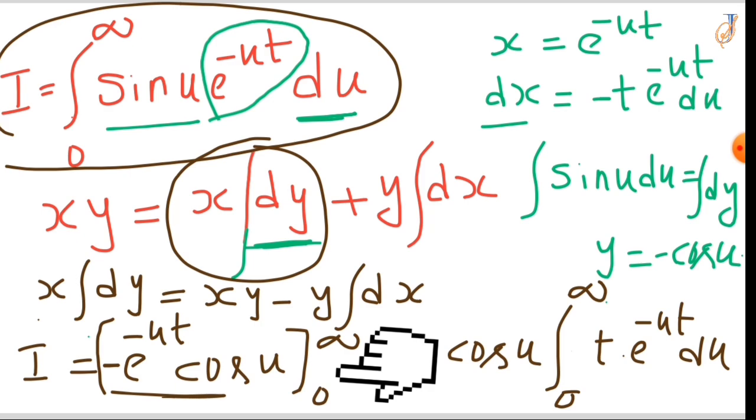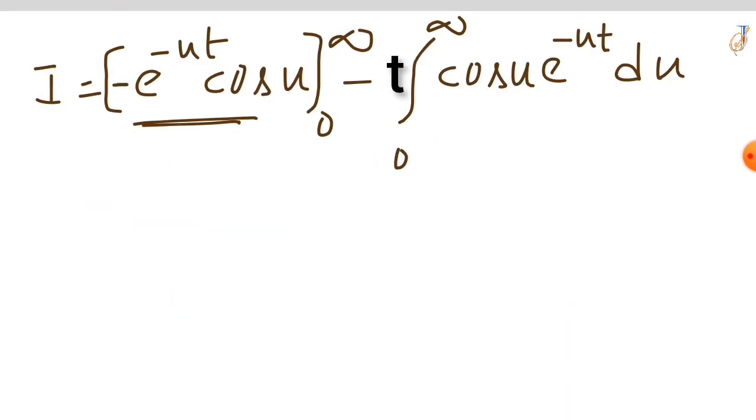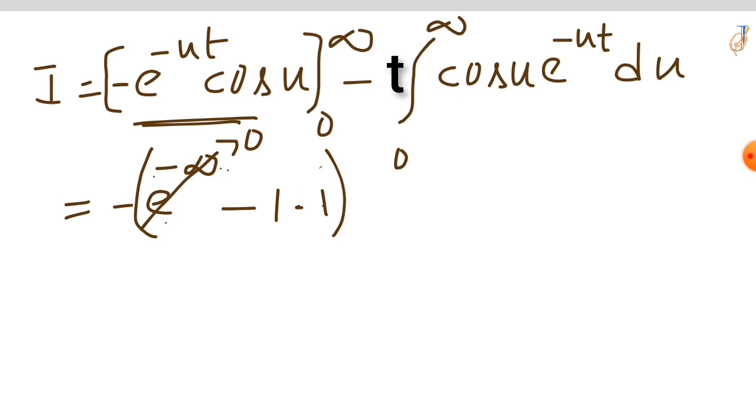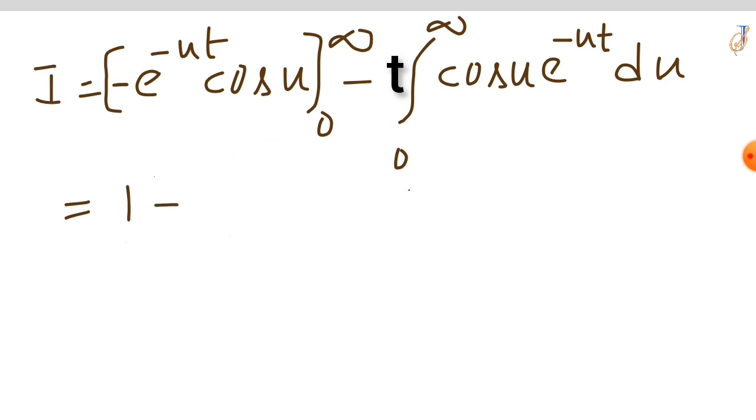So now apply the limits for this first one. First you have to apply the upper limit, so minus e power minus infinity, the value becomes 0, so the upper limit gives 0. Minus, now we have to observe the lower limit, e power minus 0 is nothing but 1 only, so 1 times cos 0, the value is 1 only, so 1 times 1 is 1. Minus term minus gives plus, so that's why we are getting plus 1, minus, and still we have the integral 0 to infinity cos u e power minus ut du.